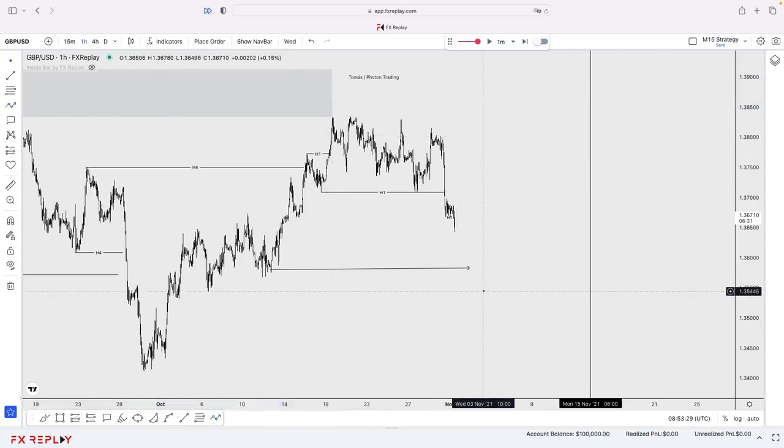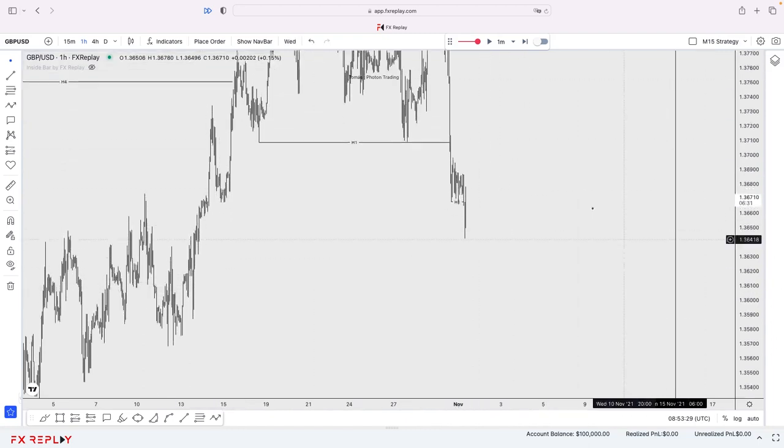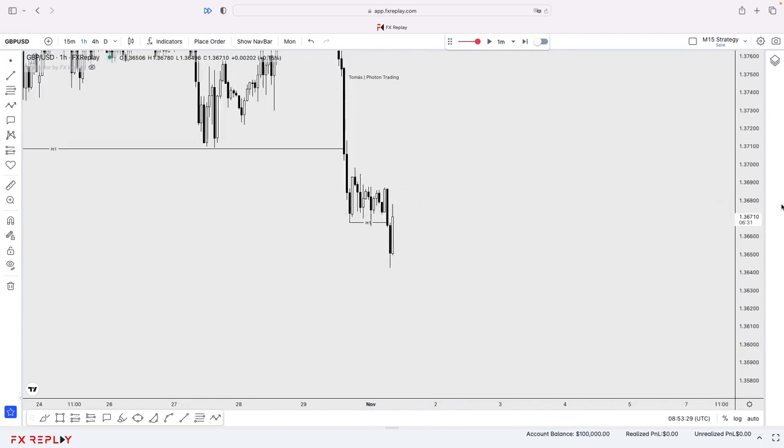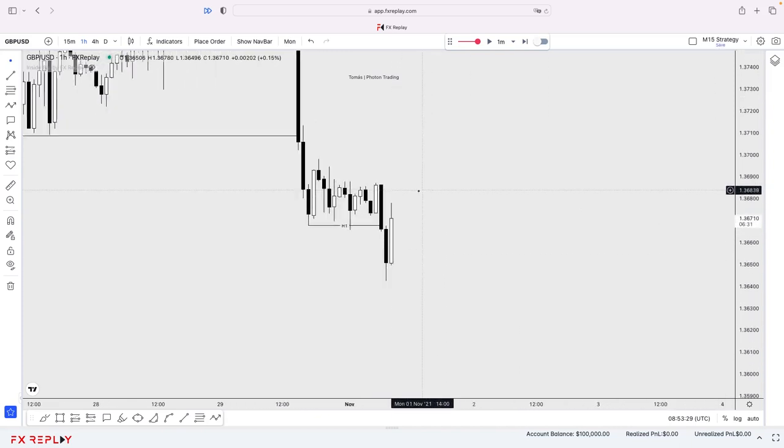mitigation. Yes, H4 can make a higher low, but let me see H1 telling me that. Don't want to predict, just want to react. Essentially, that's it. So Monday, November, 8 AM.